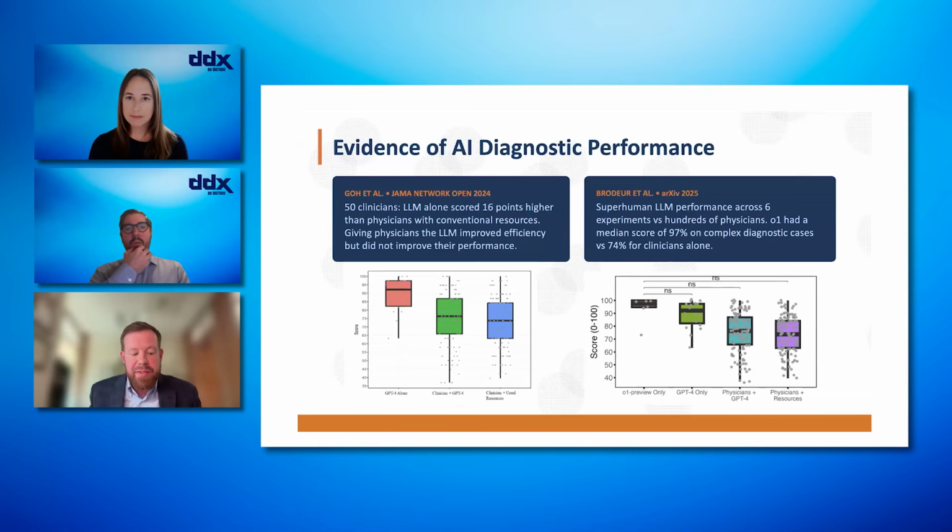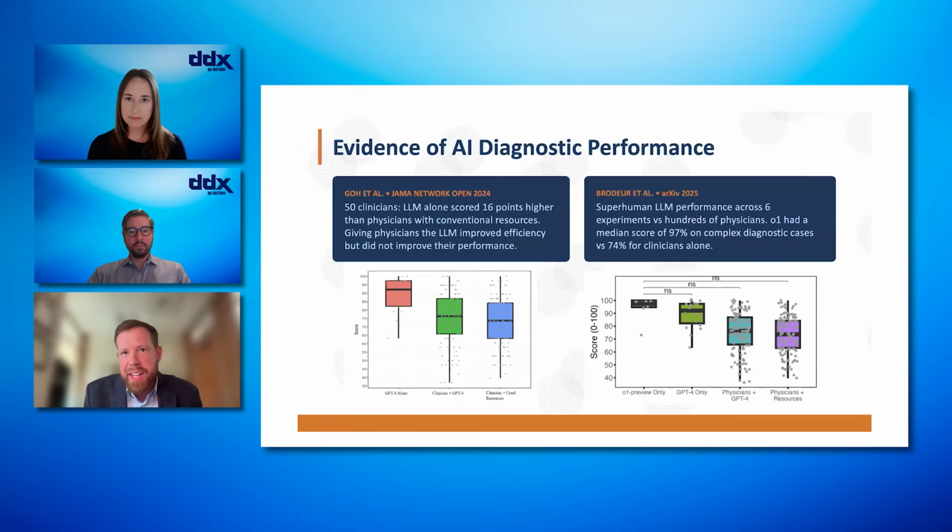On the right, you see a study from Brodeur and colleagues. This is currently in preprint, but about to be published. And what they describe is superhuman LLM performance across 6 different experiments involving hundreds of physicians. This was a more recent model of ChatGPT. This used O1, which is a more reasoning model, a chain of thought model, and it had a median score of 97% on complex diagnostic cases compared to 74% for clinicians alone.